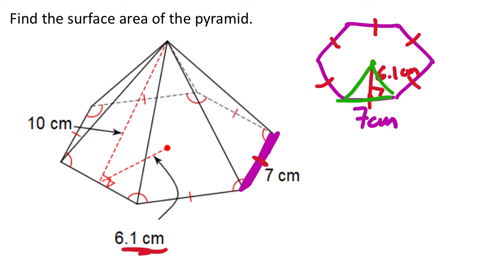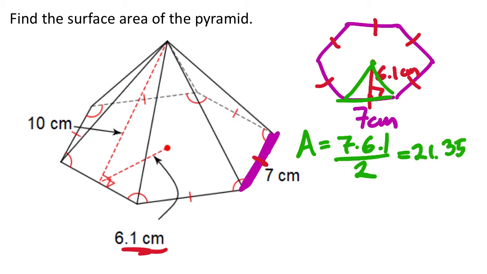Okay. Now I need to find the area of that green triangle first. And the area of that green triangle, I see it's a 7 by 6.1 triangle, 7 base, 6.1 height. I do need to divide that by 2 because it is a triangle though. So 7 times 6.1, all divided by 2. That gives me 21.35. That'd be square centimeters. I'll wait to label it though.